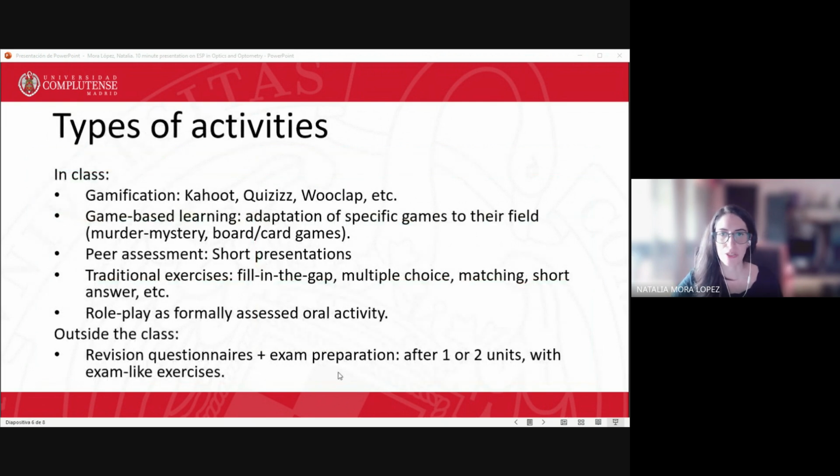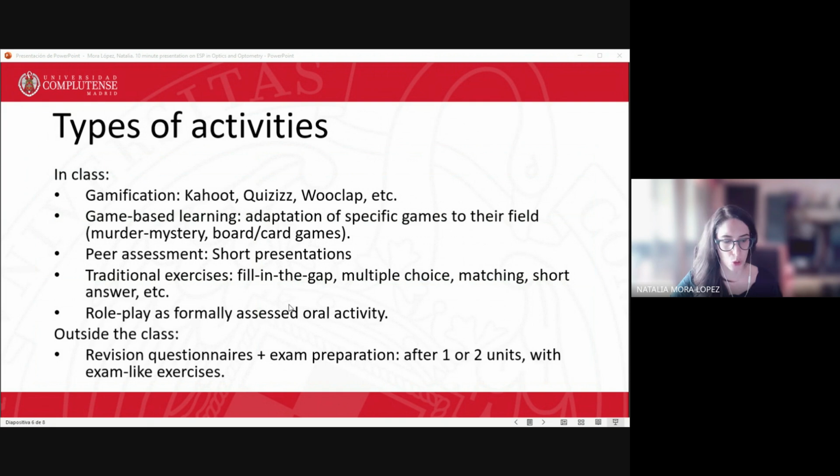The type of activities that we have in class: we have gamification, we have Kahoot and quizzes and Google Classroom and some others. We have game-based learning, so actually we play some games. This is from time to time, maybe twice in a course, maybe once. We can play, say, a murder mystery, or a board game or a card game, which is adapted so that it includes the contents of the course. It's not the game as such, it's always an adaptation so that it includes the contents of the course.